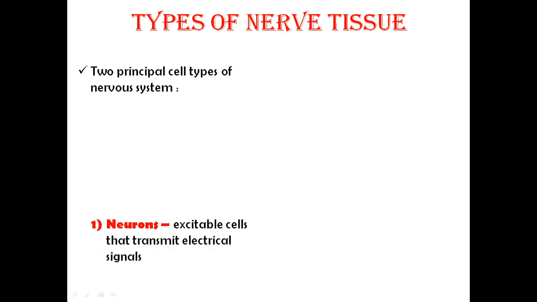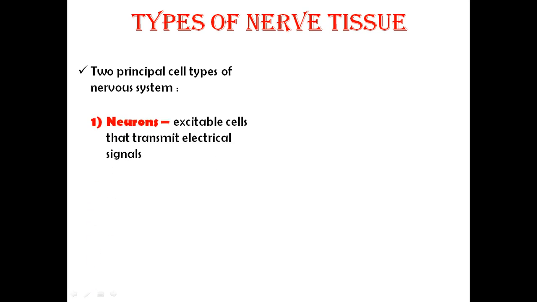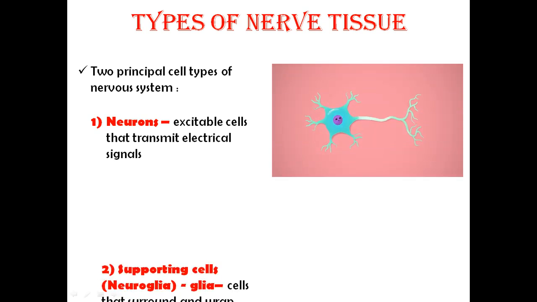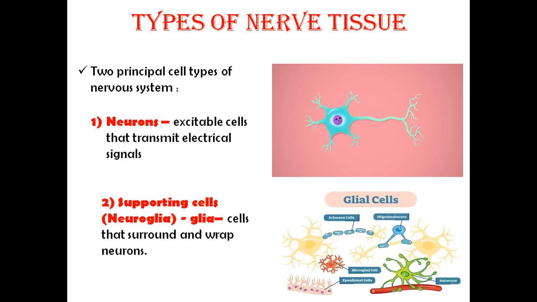Next is types of nerve tissue. Two principal cell types of nerve tissue. First one is the neurons, which are excitable cells that transmit electrical signals. Second one is the supporting cell, which is a neuroglia or glial cell that surrounds and wraps the neurons.